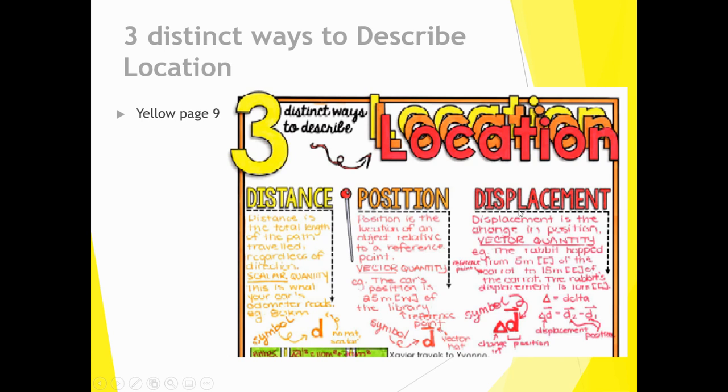And displacement is the change in position, and it's also a vector quantity. So an example is the rabbit hopped from 5 meters east of the carrot to 15 meters east of the carrot. The rabbit's displacement is 10 meters east. So this is the delta, or the change in position, and so that's going to have a vector hat on the top. So this triangle means delta, and it just means there's a change. So we're going to take the final position of D2 minus D1 to figure out how far away you've moved. So pause the video, copy this information down.